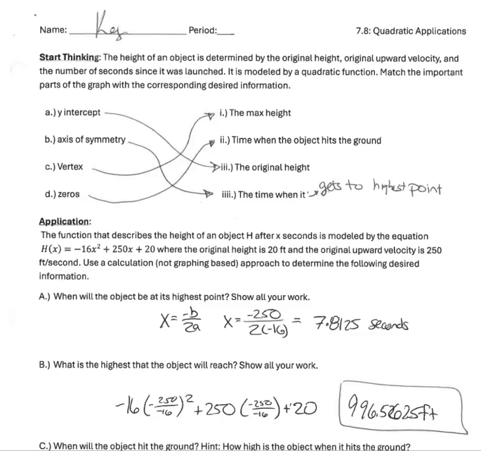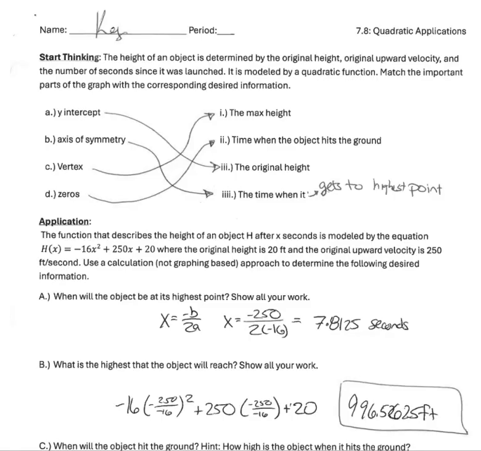This is applications. So this original problem right here is saying that the height of an object is determined by the original height, the original upward velocity, and the number of seconds since it was launched. We came up with this formula. It was negative 16 x squared plus original velocity x plus the original height. It says match the important parts of the graph with the corresponding desired information.